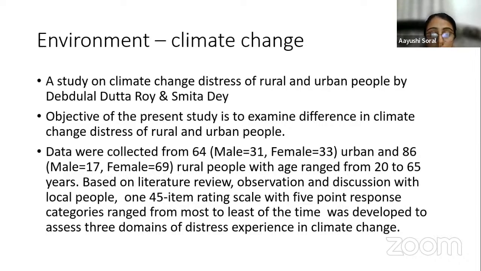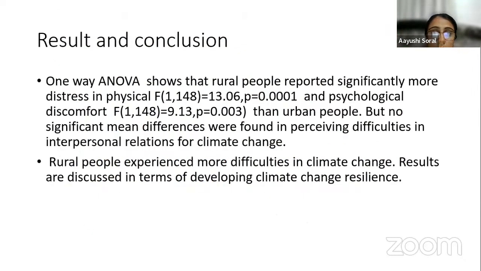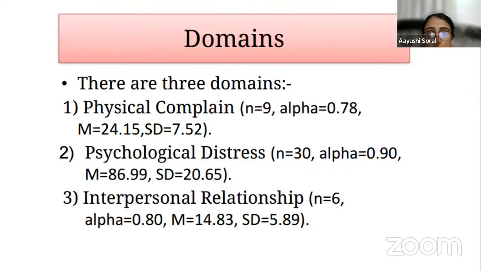Based on the literature review, observations and discussions with the local people, a 145-item rating scale with 5-point response categories, ranging from most to least of the time, was developed to assess 3 domains of distress experience in climate change. So this study talked about climate change distress among rural and urban people. There were 3 domains identified. First was physical complaint, the other was psychological distress, and the third was interpersonal relationship. I'll be discussing these 3 domains separately also.